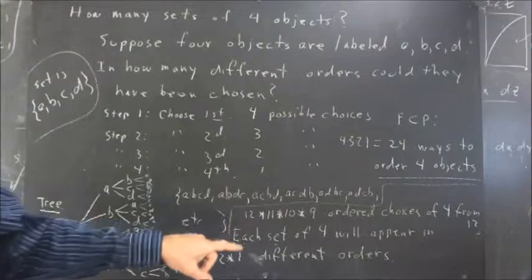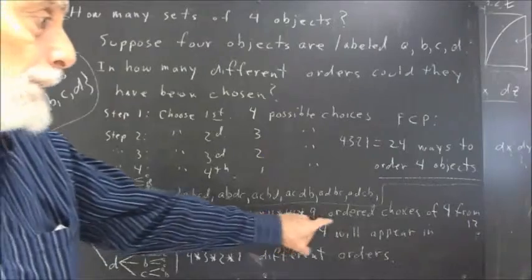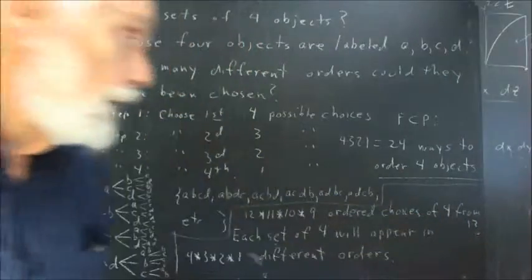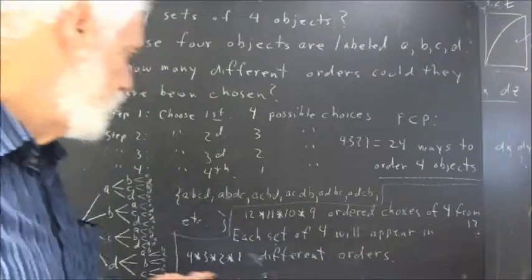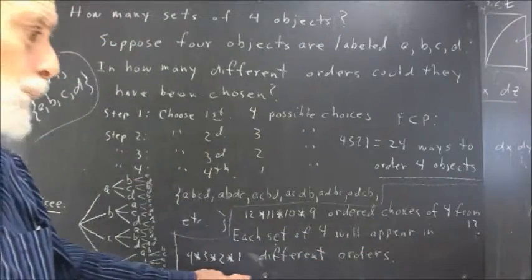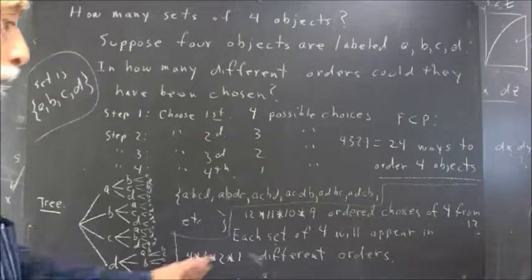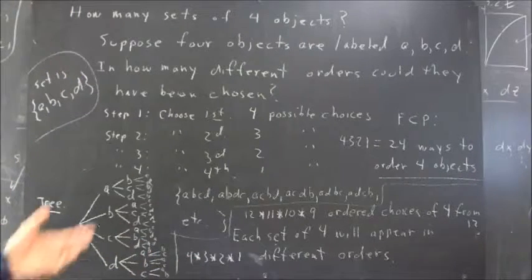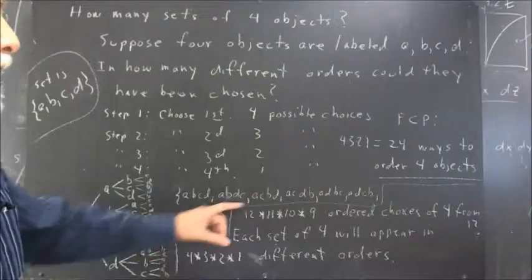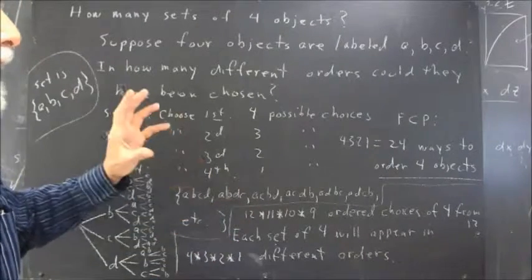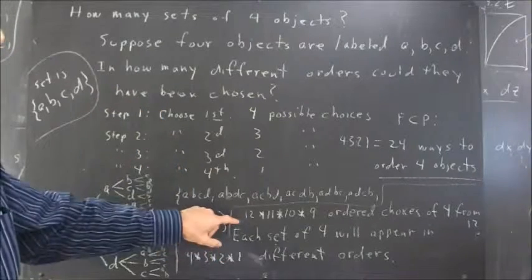So there are 12 times 11 times 10 times 9 ordered choices of these 4 objects from 12. Each set of 4 will appear in 4 times 3 times 2 times 1 different orders. Now the question is, how many sets, how many unordered collections of 4 objects can be selected from among 12?